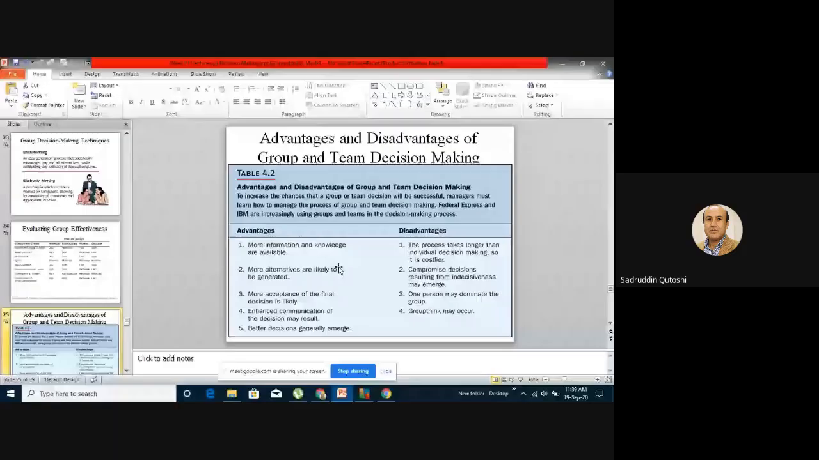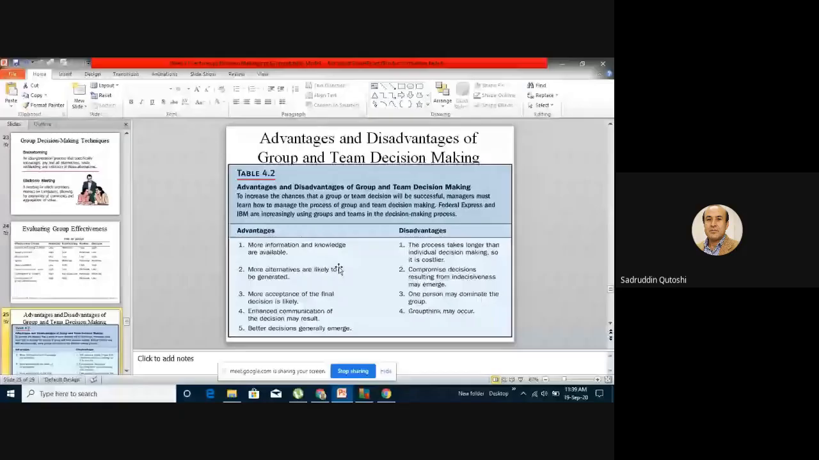Third, in group decision making, more acceptance of the final decision is likely because there are many ideas, and you, as a team leader, can develop a consensus to select the best one among so many. Enhanced communication of the decision may result because of your interaction in the decision making process. You can enhance the communication level and select one best alternative among others.